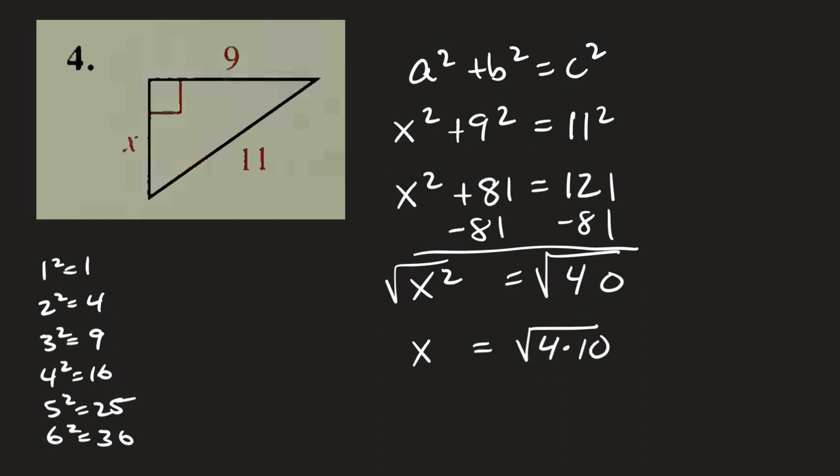So I'm going to use that. And the square root of 4 is 2. So a 2 is going to come out of here. And so that means now the answer is going to be 2 times, but 10 didn't make it out. So 2 times the square root of 10, and that is our final answer.